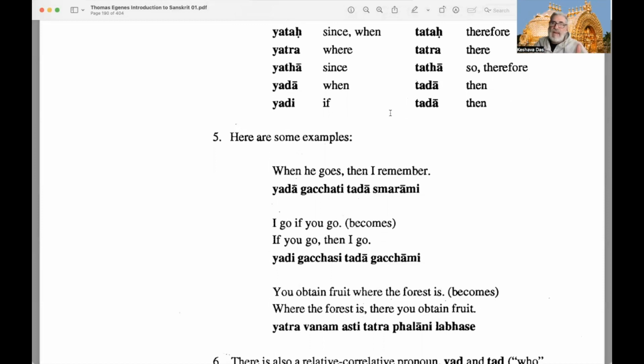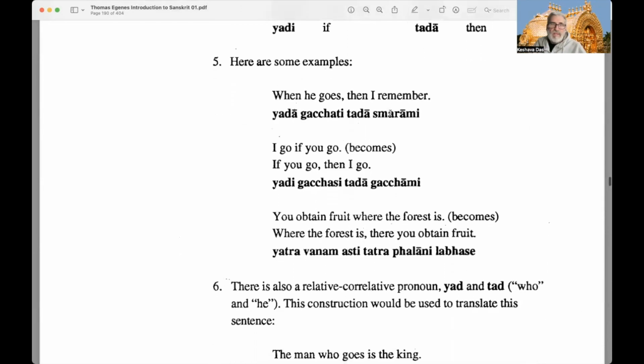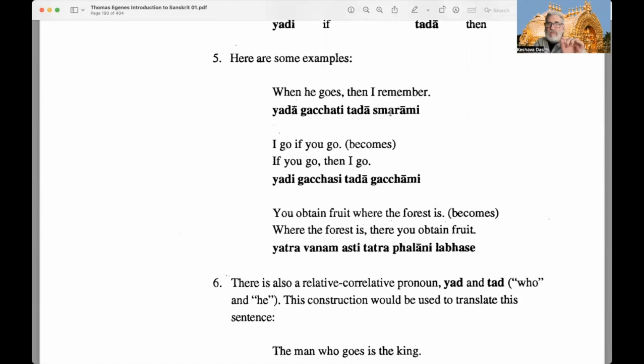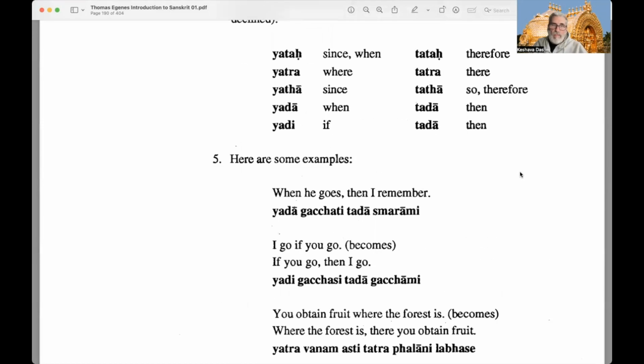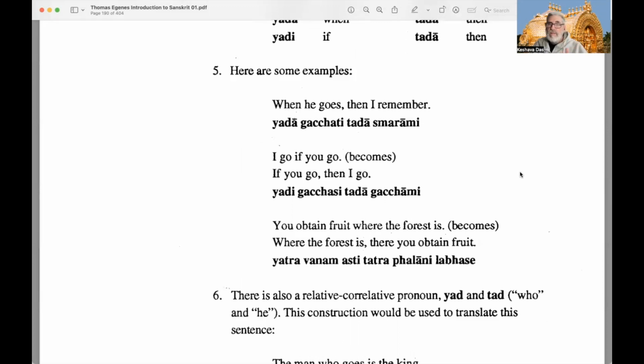So yadi means if, and tada, yadi and tada. Yadi, if that happened, then tada, then that happened. Okay, so here are some examples. When he goes, then I remember. So yada gachati tada smarami. Going from the end here, smarami means I remember. Tada is then. So then I remember. It starts off with yada, not if, when he goes, then I remember.